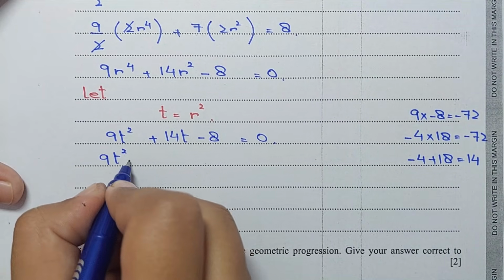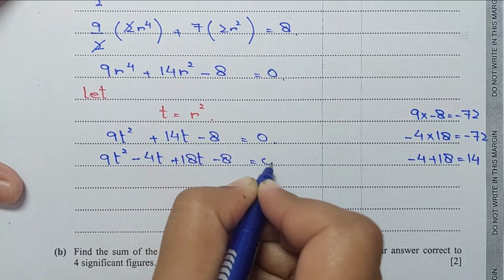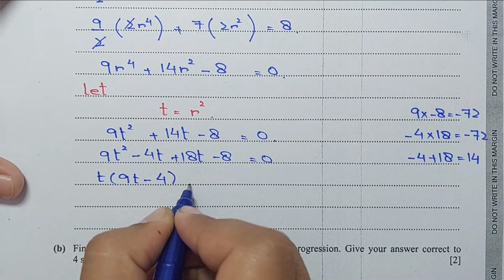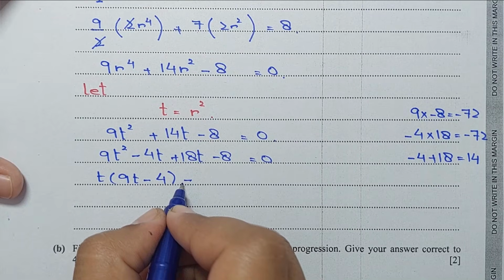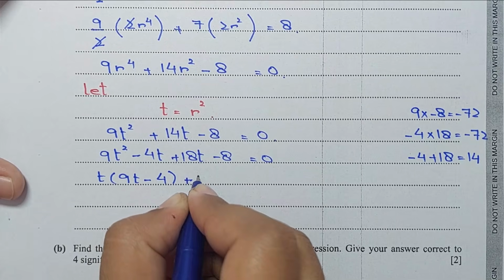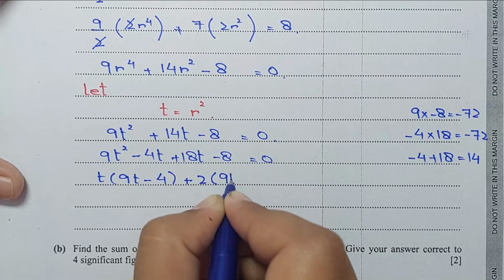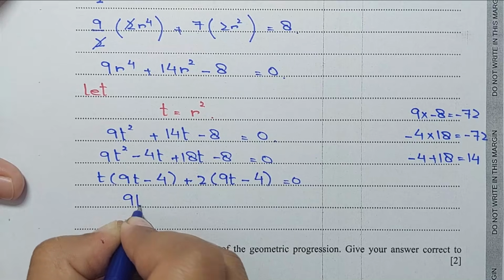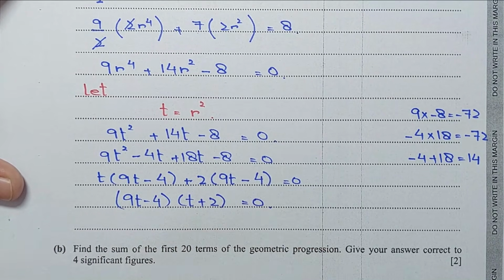9t square minus 4t plus 18t minus 8 equals 0. Let me take t common. We are left with 9t minus 4. And we can take 2 common. 2 times 9 is 18, 2 times 4 is 8. So 2 times 9 is 18t, and 2 times 4 is 8. Now the brackets are the same. 9t minus 4 is a factor, and t plus 2 is a factor, equals 0.